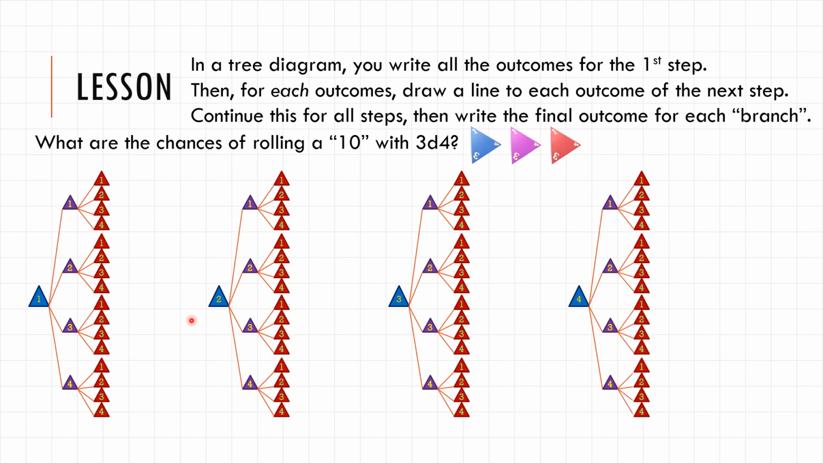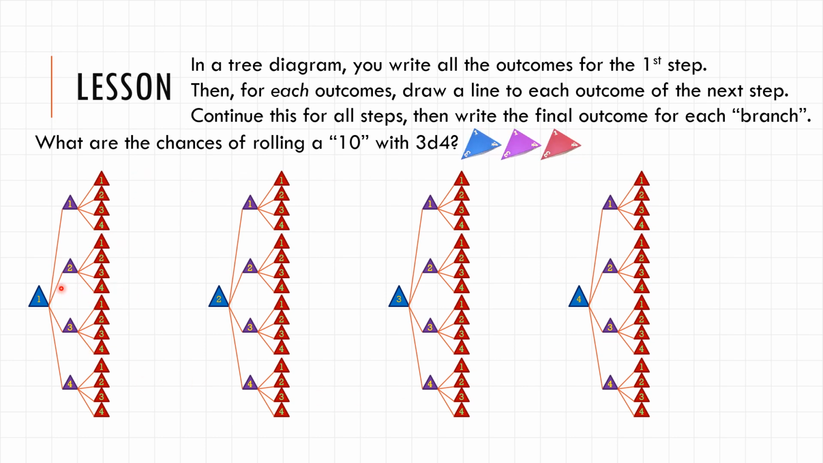Now, the truth is, for tree diagrams, I would have all 4 of these, 1, 2, 3, and 4, these blue dice, all closer together. But when your tree diagrams start to get bigger and bigger, you may have to separate them out like this, just so that you have enough space to write them all. Okay? But what does this tree diagram mean?